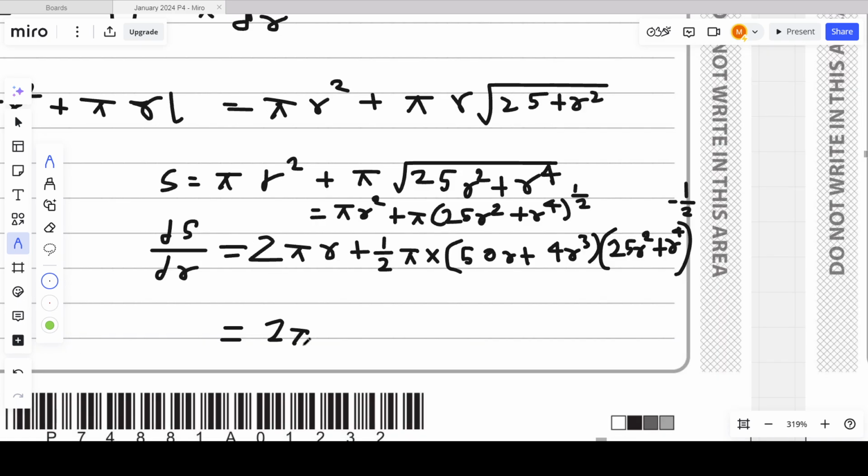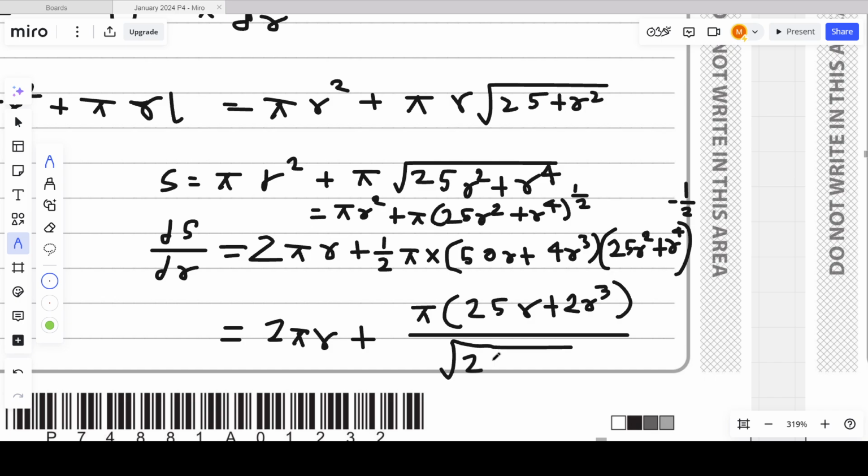Now let us simplify it. 2 pi r plus what? Half of pi. So basically if you multiply half of pi, you will get pi times 25r plus 2r cube over, what? Square root of, the inverse half goes to the denominator as a square root, 25 r squared plus r to the power 4. That's it. We got the equation for ds over dr.